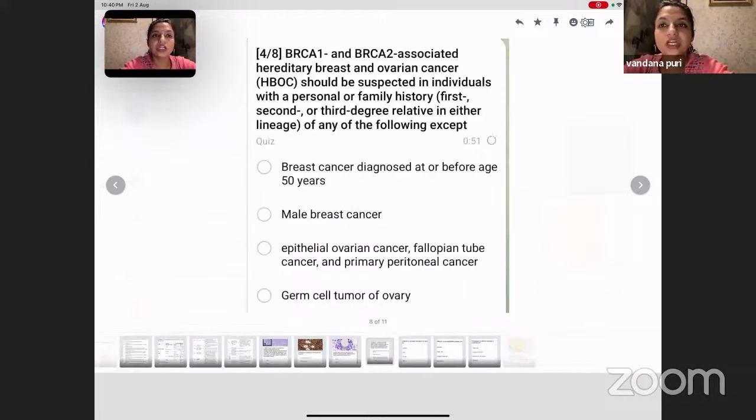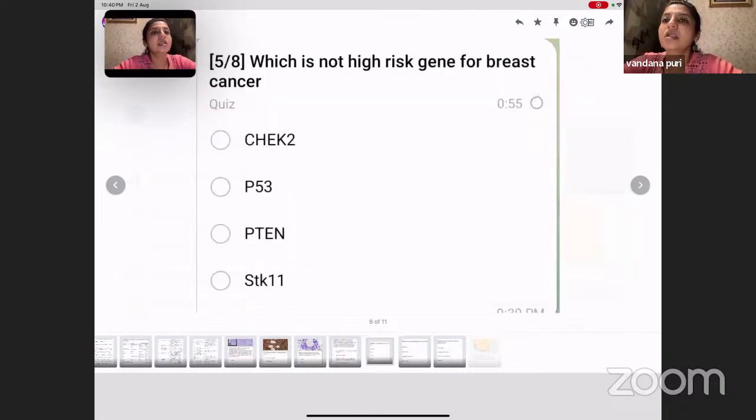So this was the question that was given, that when will you not suspect it? The answer to this question is germ cell tumor of ovary. So in germ cell tumor of ovary you do not suspect HBOC. Okay, so breast cancer before the age of 50, male breast cancer, any epithelial ovarian cancer or fallopian tube cancer or primary peritoneal cancer, all these are suspected lesions. But you do not suspect them in germ cell tumor of ovary. Remember that.